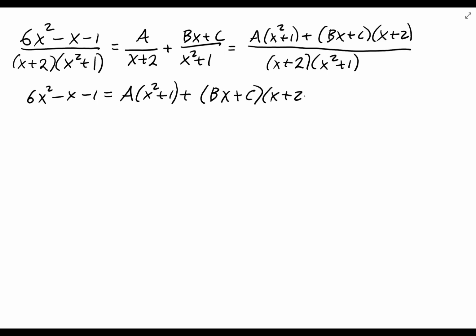x plus 2. Okay. Now we're going to start plugging numbers in for x. Let's make this x plus 2 disappear by plugging in a negative 2 for x.